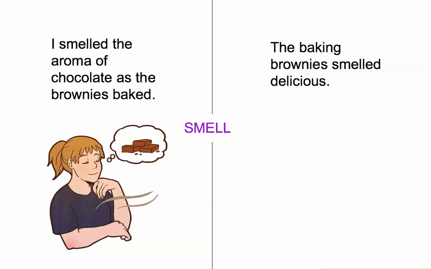Smell. I smelled the aroma of chocolate as the brownies baked, compared to the baking brownies smelled delicious. The first sentence, again, action. Somebody's actively doing the smelling, whereas in the second sentence, the brownies are being described by the predicate adjective delicious.